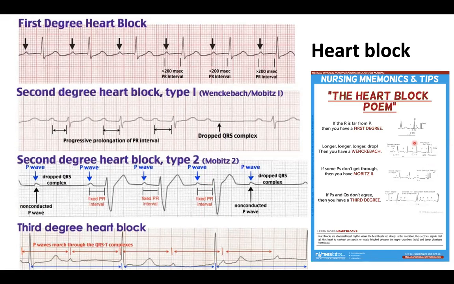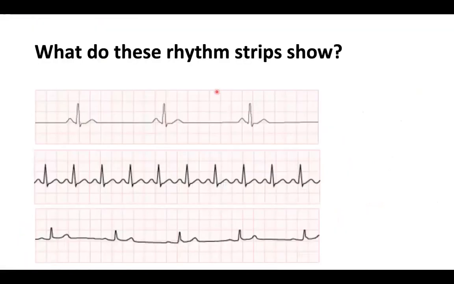Okay, so I found this nice mnemonic, which might be helpful for you guys. If the R is far from the P, then you have first degree. Longer, longer, drop, then you have Wenckebach. If some P's don't get through, then you have Mobitz 2. If P's and Q's don't agree, then you have third degree. Okay, so can any of you tell me what these 3 rhythm strips show?